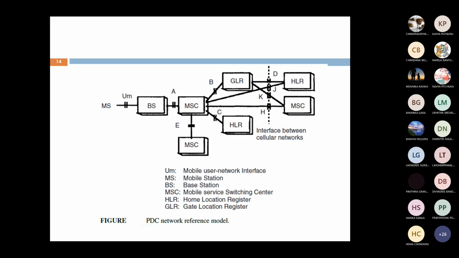Now we discuss what Um is. Um is the interface between the mobile station and the base station, and the base station to MSC is the A interface. MSC to GLR is the B interface, MSC to HLR is C, MSC to MSC directly is the E interface, GLR to MSC is the K interface, and GLR to HLR is the D interface. Likewise, a total of 9 interfaces are available.